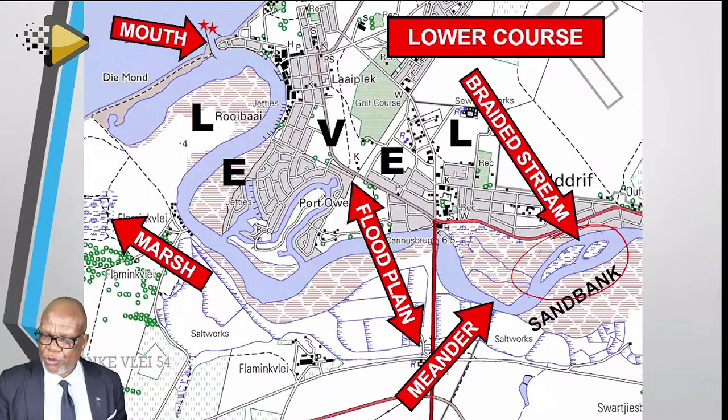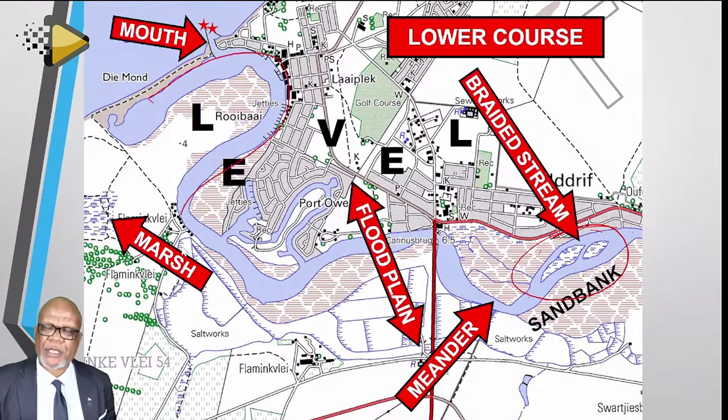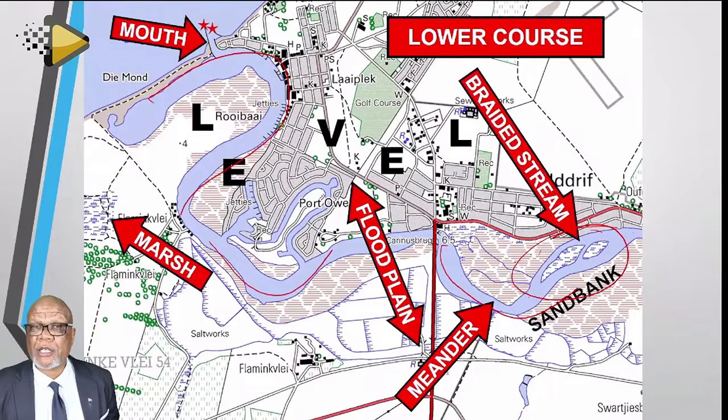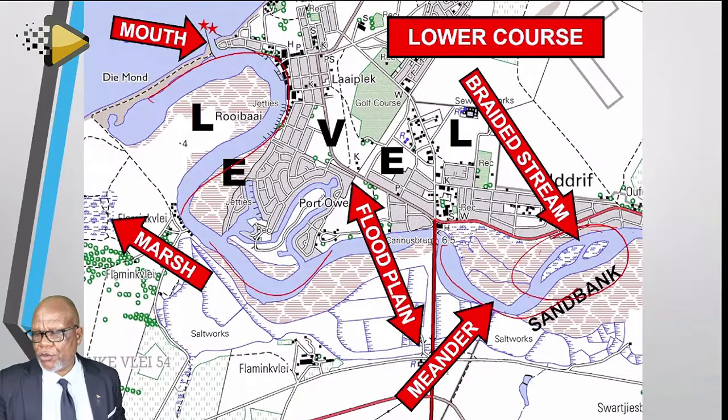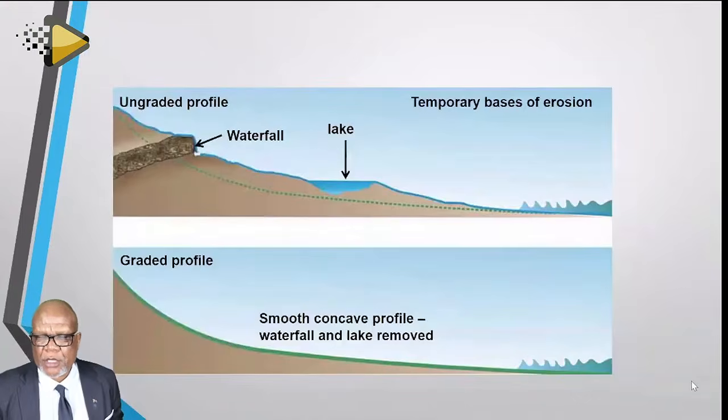And then what do you have there? You have a meander. You must know what a meander is. A meander is a bend. So a bend in a river course is called a meander. Sometimes the examiner asks you what the feature is. When you're looking at it like that, that feature is called a meander.